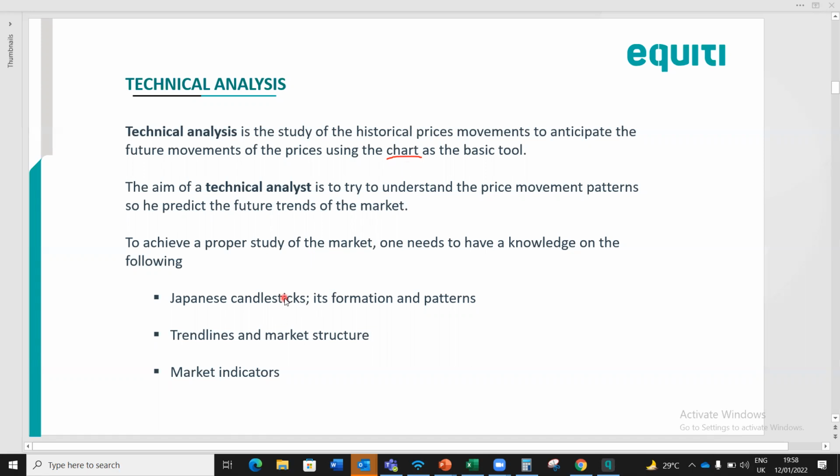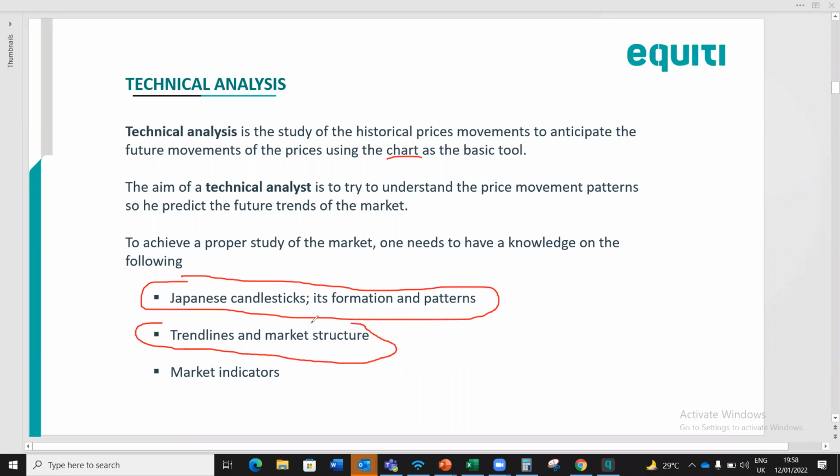Now, to achieve a proper study of the market, you need to have knowledge of the following. One, the Japanese candlesticks, its formations and its patterns. Very shortly, I'm going to be showing you this very important lesson in the forex market. And also, very shortly, I'm going to be showing you another very important thing, which is trend lines and market structures.